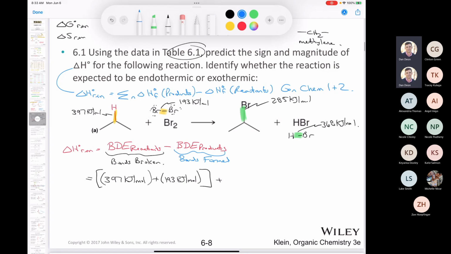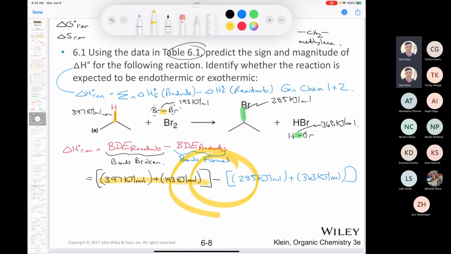So let's pencil that in. So we've got our bonds formed. Sorry, I didn't have a negative sign in there. I put a positive sign. That's not right. So subtract the amount of energy from the bonds formed. So what have we got here? We've got our carbon-bromine bond, 285 kilojoules per mole, plus 368 kilojoules per mole, like that. And if you think about what's happening here, you're starting out by adding 397 plus 193. Why? Because those are the bonds that are broken. You have to put energy in to break the bonds, and therefore it's going to be a positive value.